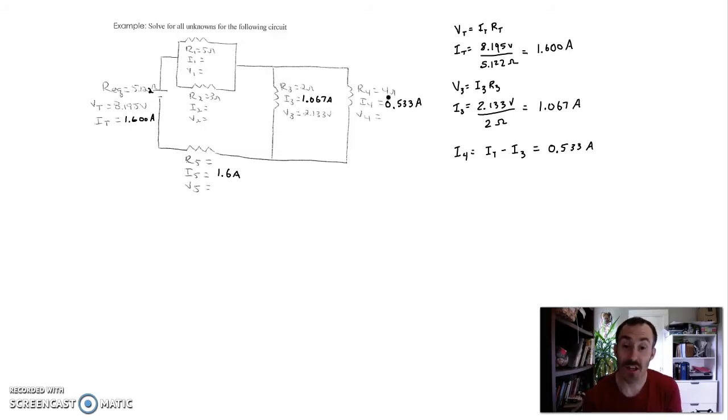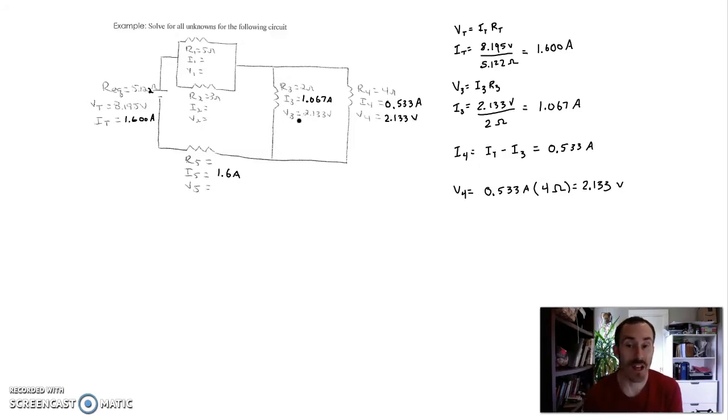Now I see that I've filled in 2 parts of a 3-part component here, so I can use V equals IR to figure out what V4 is. So V4 is equal to I times R, so that's 0.533 amps times 4 ohms, and that is equal to 2.133 volts. 2.133 volts. Now you may notice that that is the same as V3, and so it should be.